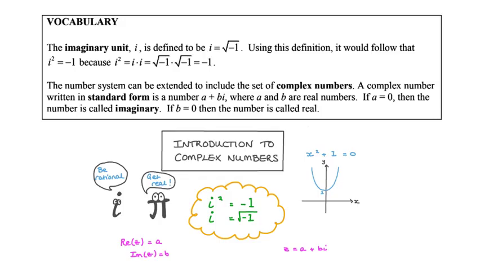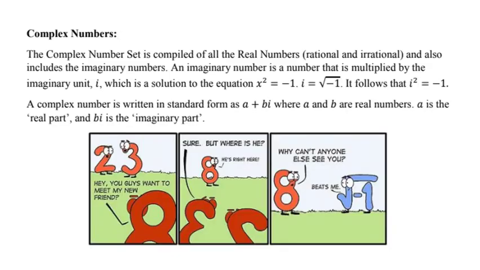This is what we call complex numbers. Complex numbers can be written in standard form. Here's another thing you need to write down. Can be written in standard form, A plus BI. When you have A plus BI, the A part is the real number. The BI is the complex number or the imaginary number.